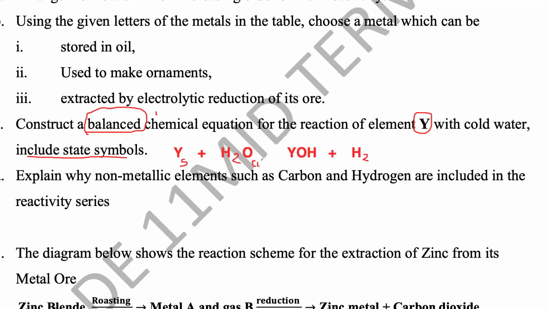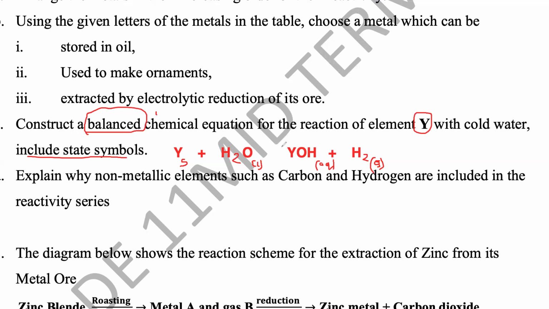Remember, they're talking about cold water. If it was gas, it could have been steam. So this is aqueous here. And we understand very well that hydrogen is a gas. So just these two things that I've written, you already have 2 marks. But the 3rd mark is when you balance it up.